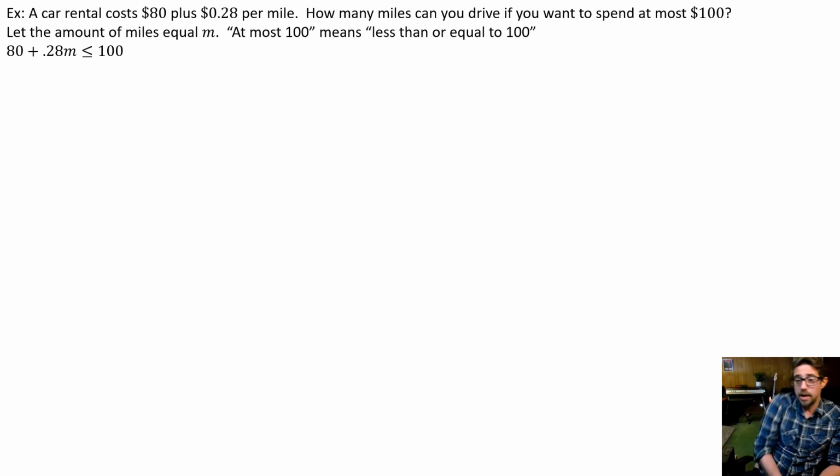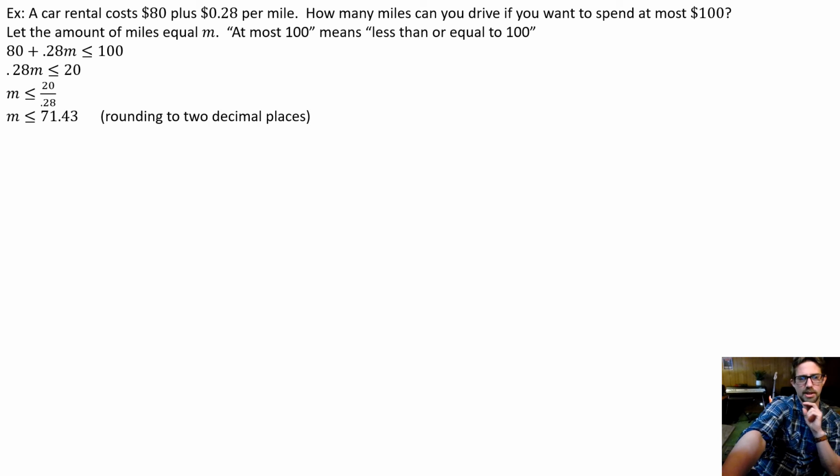There you go. So now you're not even going to have to use the multiplication rule. So this is going to just go down exactly like if it were an equal sign. It's just your answer is going to be different. So go ahead and subtract 80 from both sides. 0.28m is less than or equal to 20. And then you just divide both sides by 0.28. Gotta be careful. Is 0.28 positive? Yes. So you don't have to flip it around. 20 divided by 0.28, go ahead and use a calculator, is 71.43-ish.